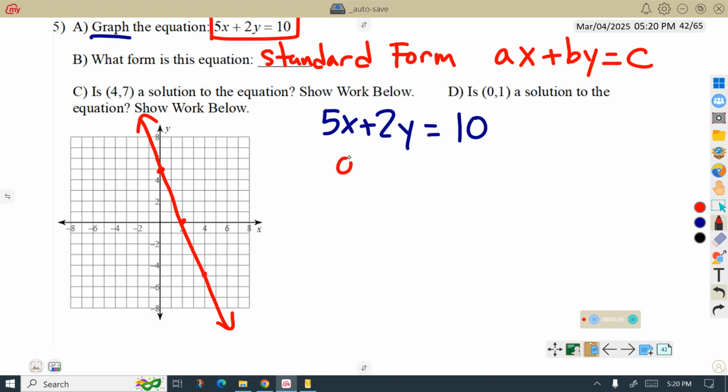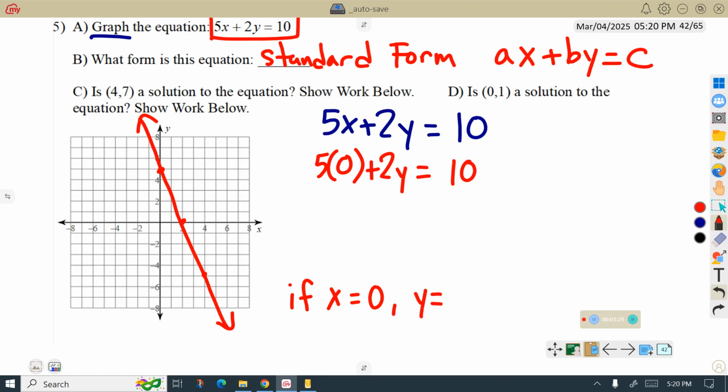Well, if x was 0, then that would mean that I've had 5 times 0 plus 2y equals 10. So we could think about it, right? If x equals 0, then y has to be equal to what? Right? What does y have to be equal? Well, in this case, y would have to be equal to 5 because it's the only number that I could do to get me 10, right? It's the only other value. If I do 2 times 5 right here, then this is true, and I have 10, right?